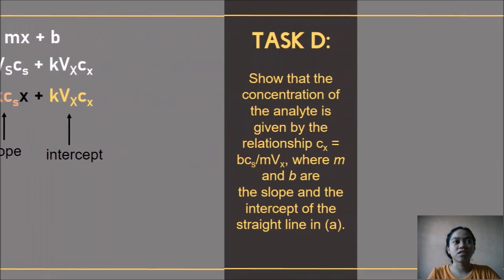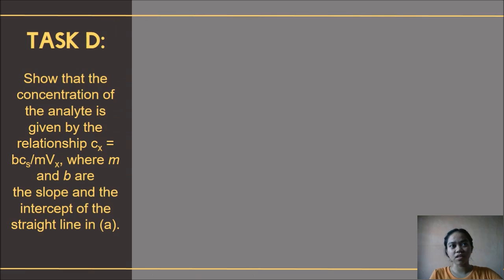For the fourth question, show that the concentration of the analyte is given by the relationship Cx equals b Cs divided by m Vx, where m and b are the slope and the intercept of the straight line in A.